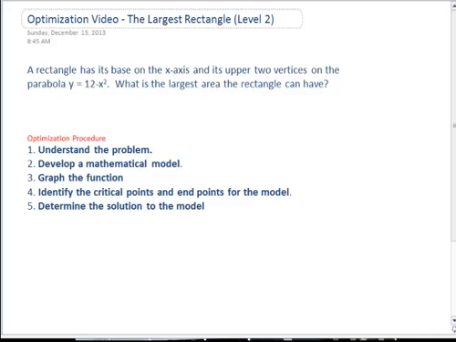Well, hello calculus class. Again, we're working on another optimization video. In this one, we're going to work on a level 2 problem. I call this a level 2 problem because it requires a little bit more knowledge of how to work with optimization, and it has a little bit more going on in terms of how to figure out the equation that governs the problem. So what we have is a rectangle that has its base on the x-axis and its upper two vertices are on the parabola y equals 12 minus x squared.